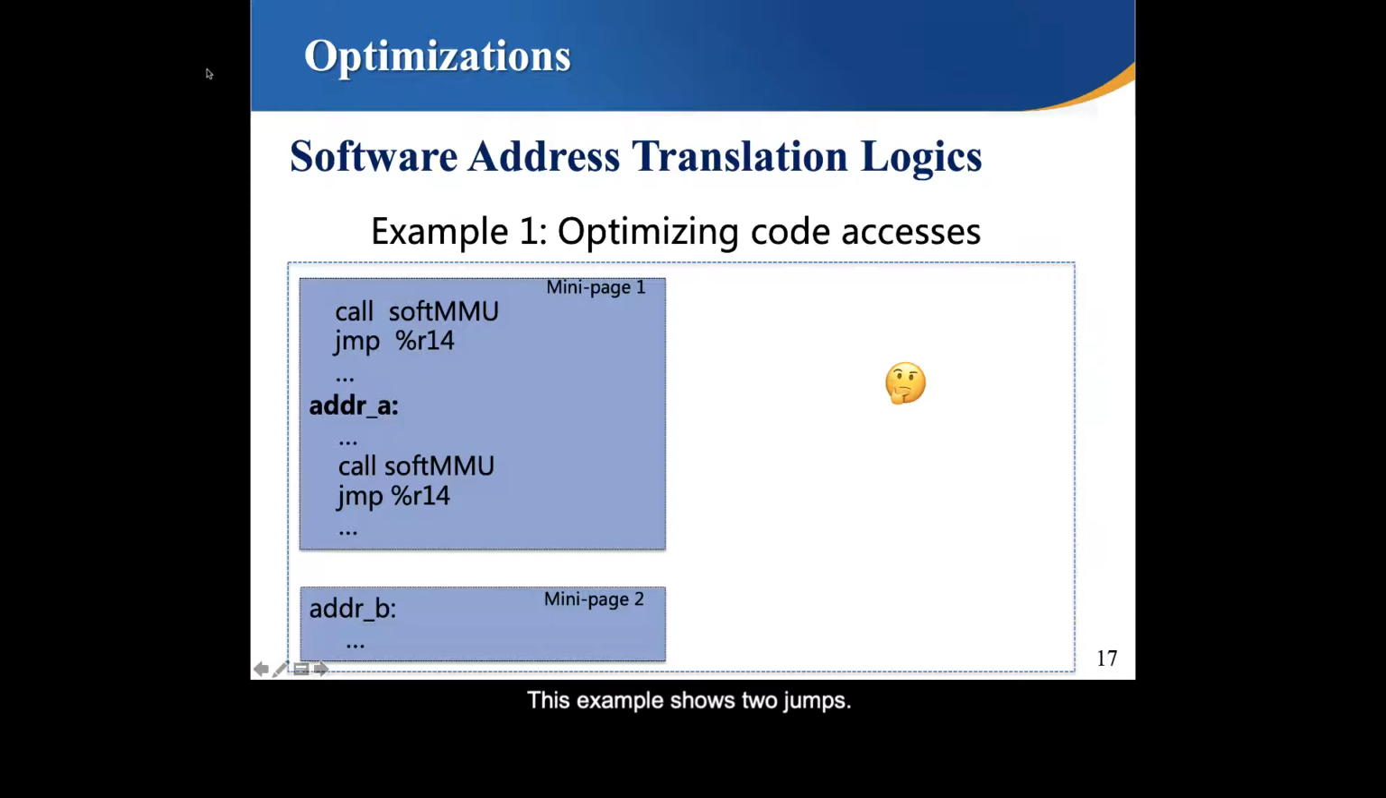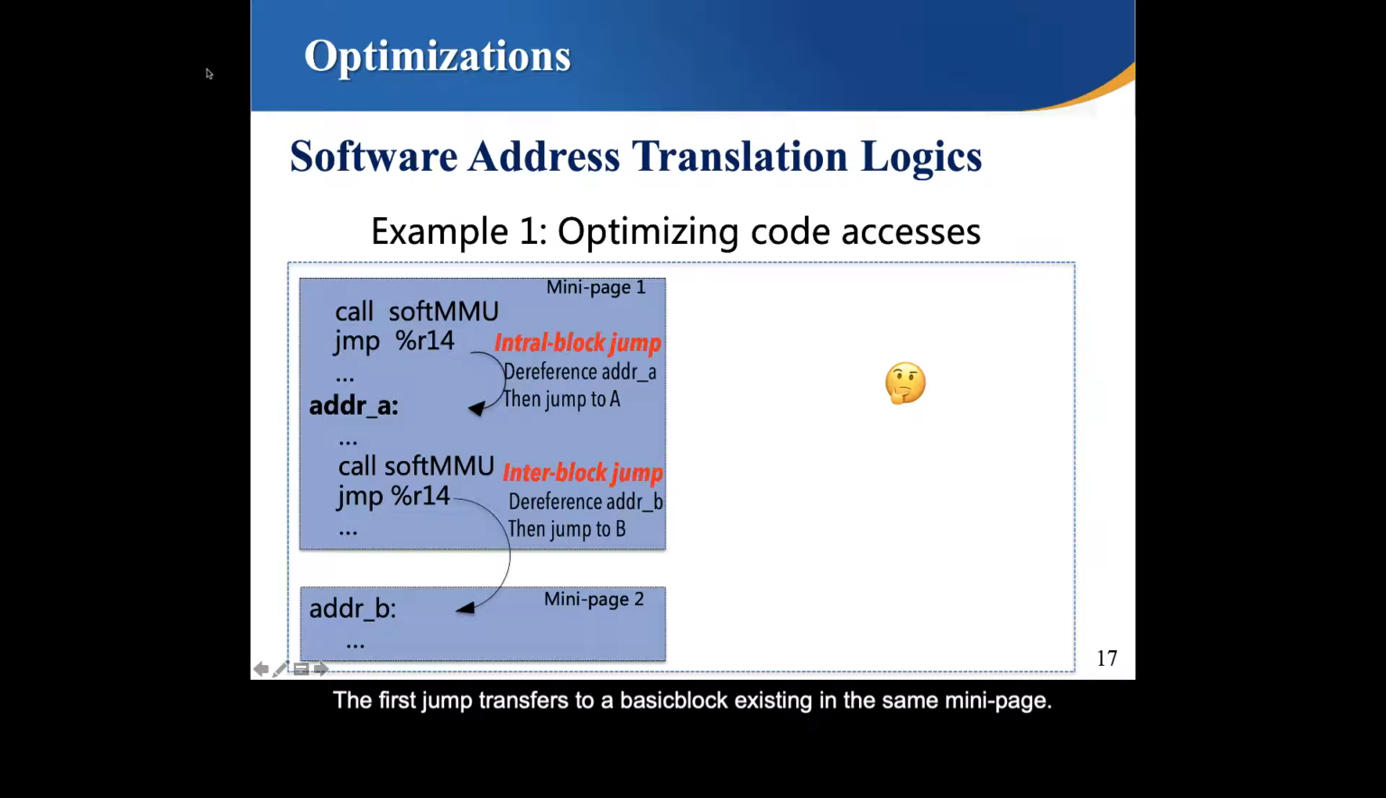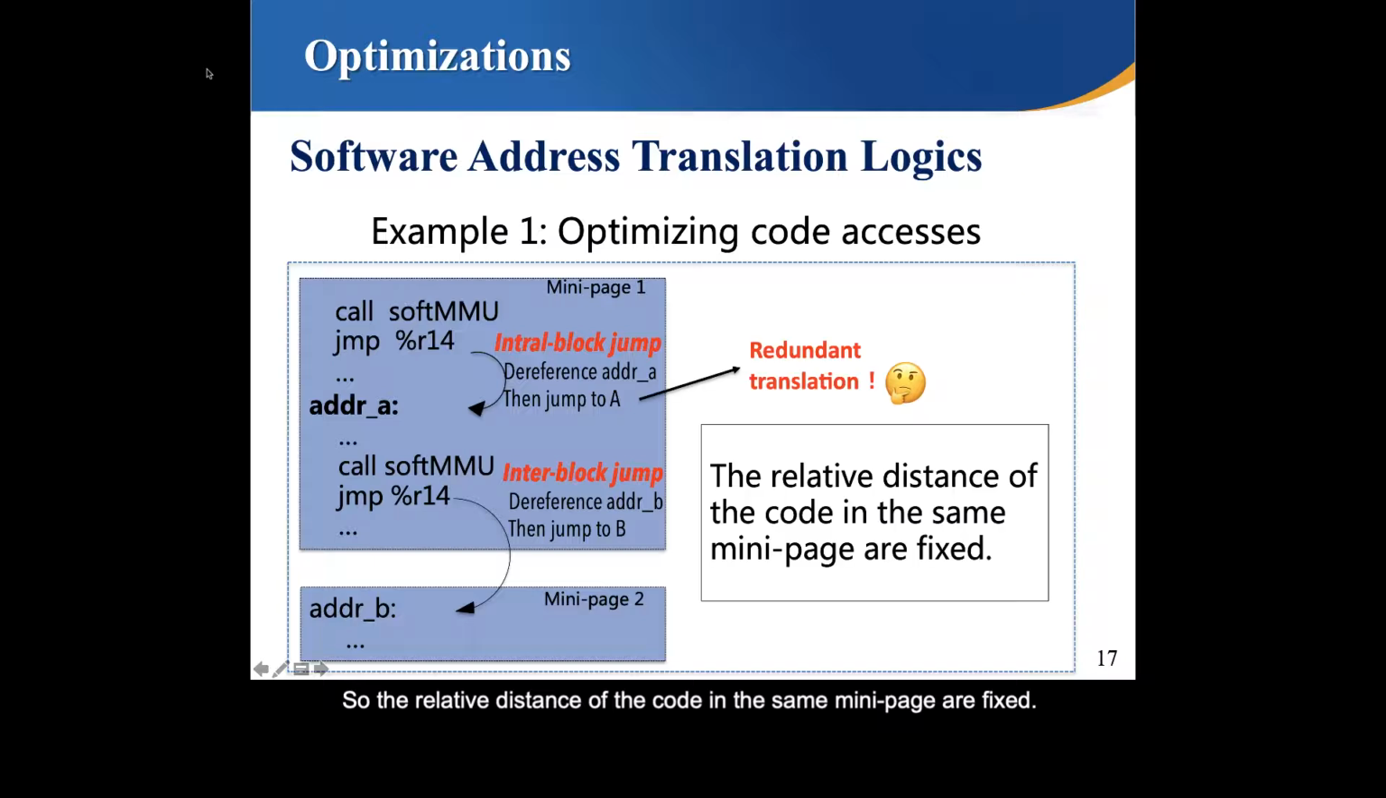This example shows 2 jumps. The first jump transfers to a basic block existing in the same minimum page. Because Closkye shuffles both code and data at the granularity of a minimum page, the relative distances of the code in the same minimum page are fixed. There is no need to do such translations. We can use relative jumps instead.